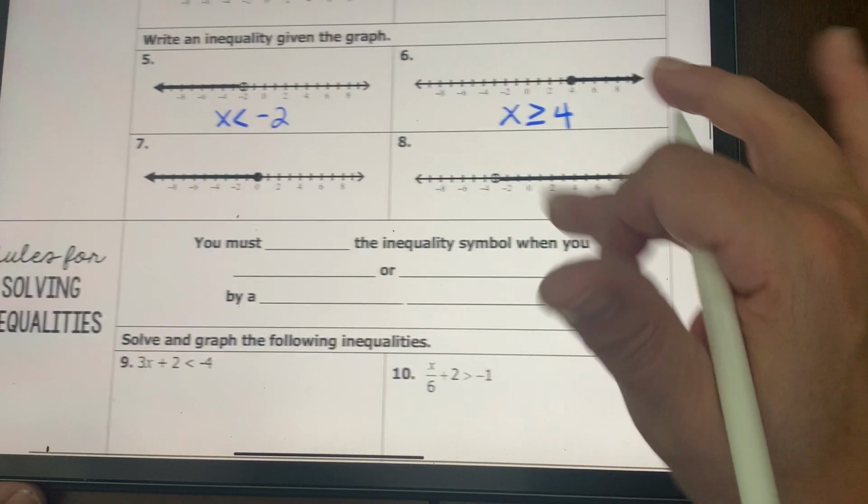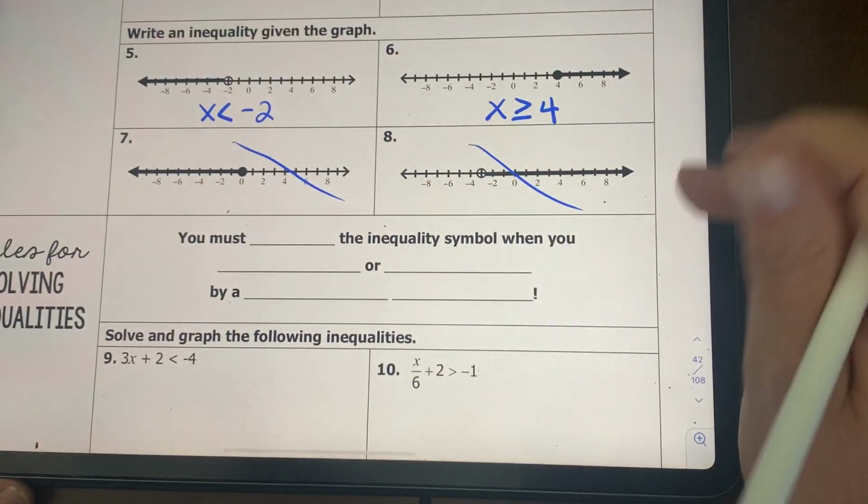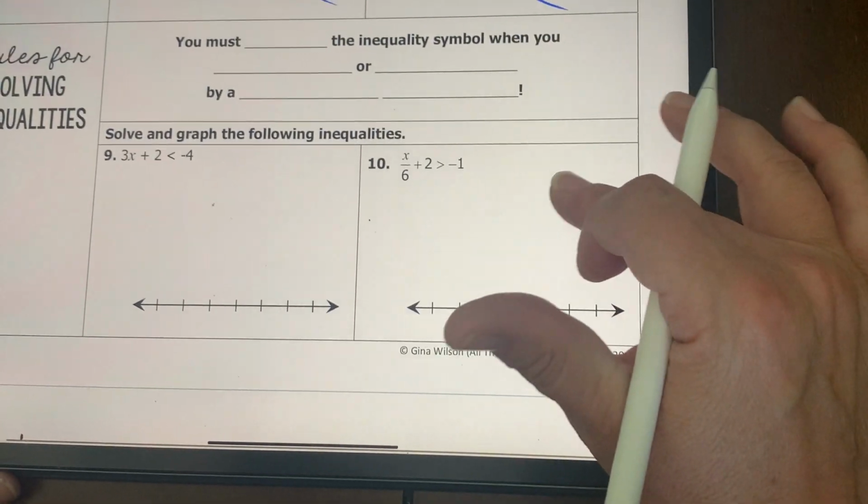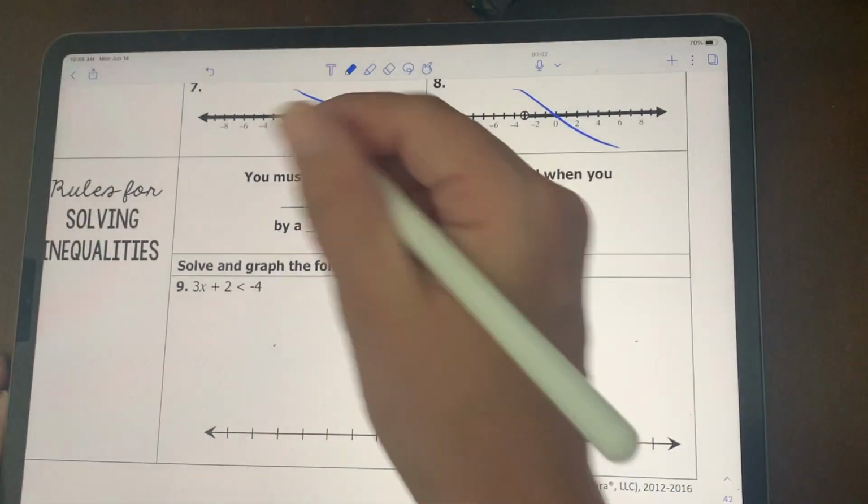Okay, so now we're not going to do 7 and 8. I think you guys have this. I don't want to waste your time. We're just going to do a few of these next ones.